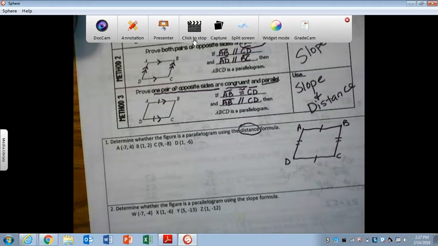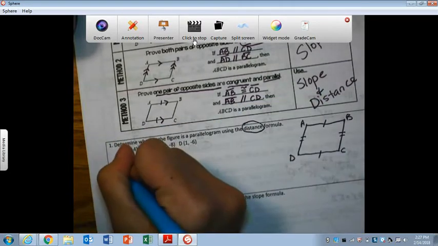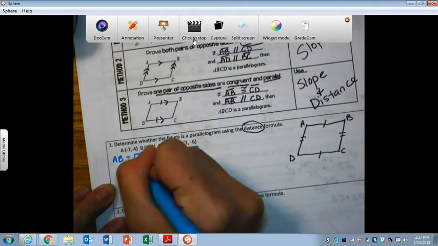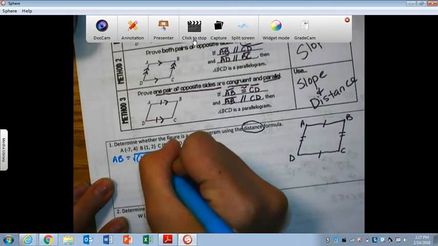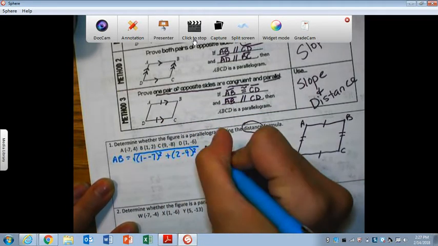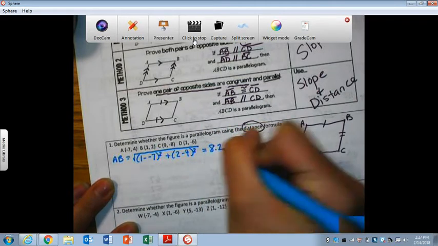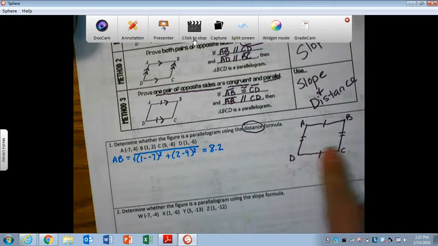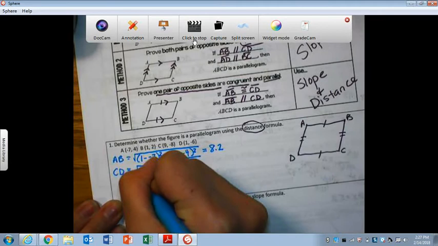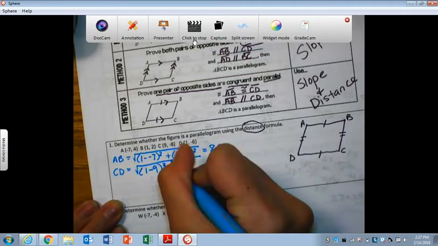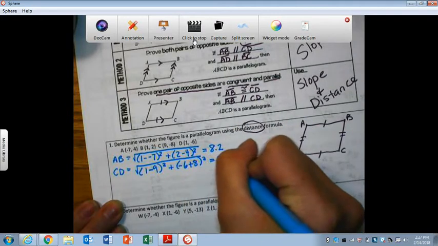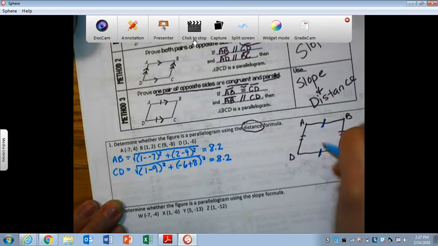So let's compare AB to CD. AB, you're going to have 1 minus negative 7 squared plus 2 minus 4 squared. That's approximately 8.2. Now, let's compare CD. You have 1 minus 9 squared plus negative 6 plus 8 squared, and that is also 8.2. So these two sides are congruent. Okay, so we've got that.